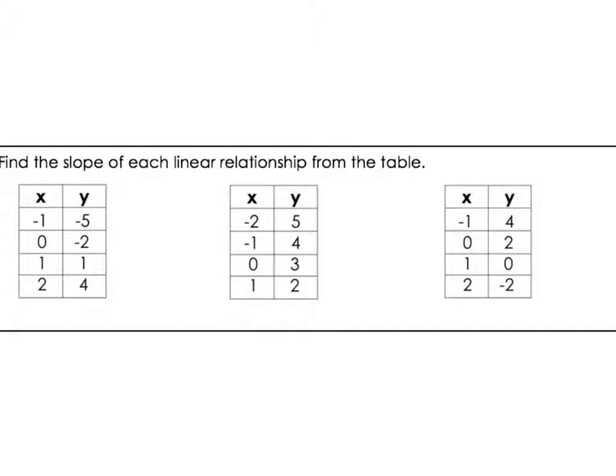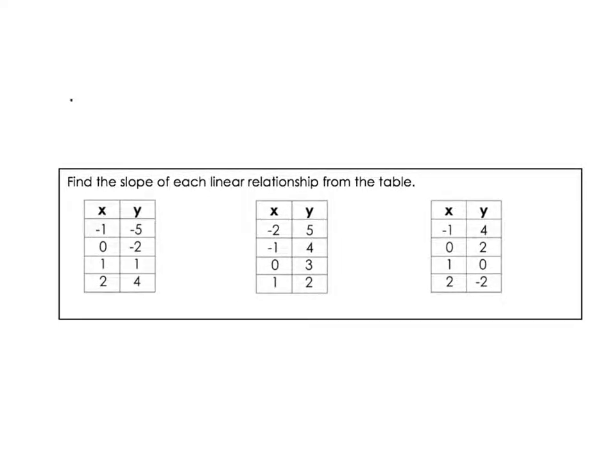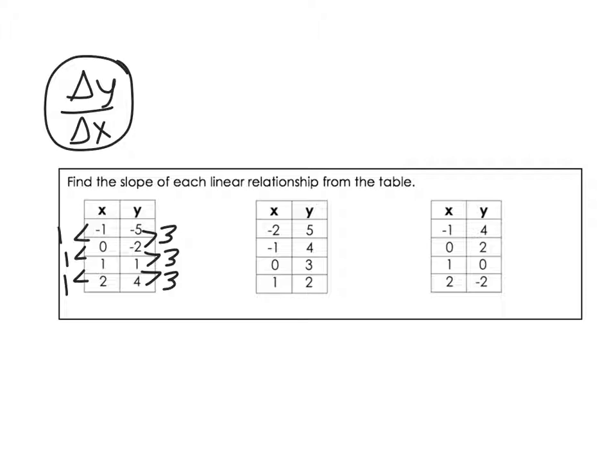Okay, when we find the slope from a table, we're going to use the formula change in y over change in x. So I'll find the change in the y values first, and this one's going up by 3s every time, because negative 5 plus 3 is negative 2, and negative 2 plus 3 is 1. And the change in x is going up by 1 every time. And then remember the formula is change in y divided by change in x, so it's going to be 3 over 1, and it's the same every time that I do it.